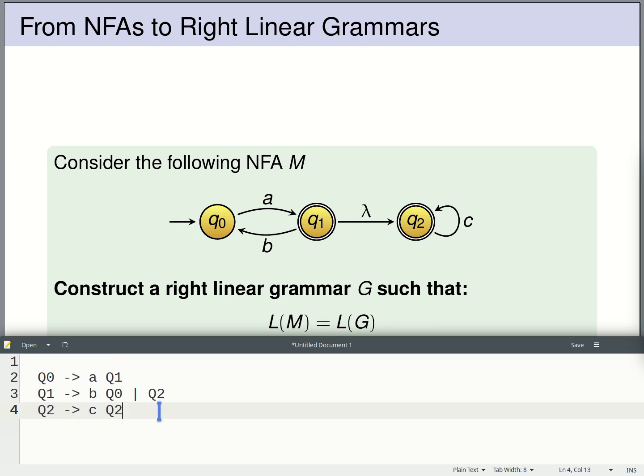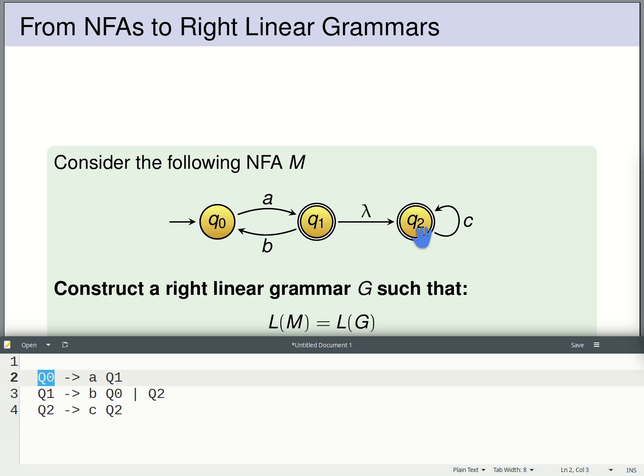But we are not yet done, because from the starting variable Q0, we can still not derive any terminal word. Every word that we derive still has a variable in it. So how do we get to terminal words? We have to somehow be able to say that the word can get accepted if we are in a final state. So our final states are Q1 and Q2.